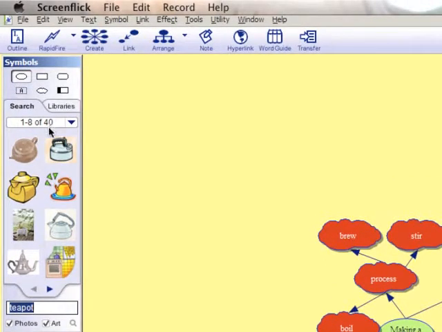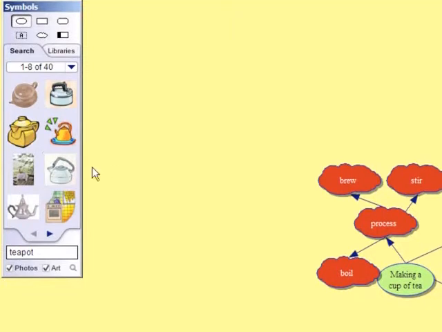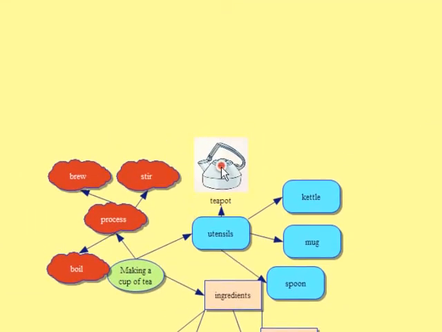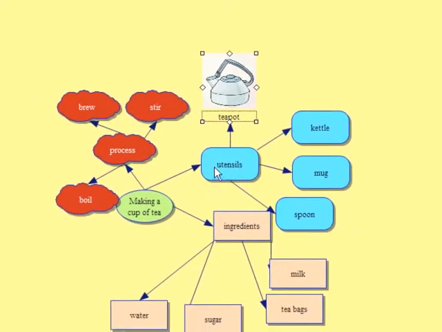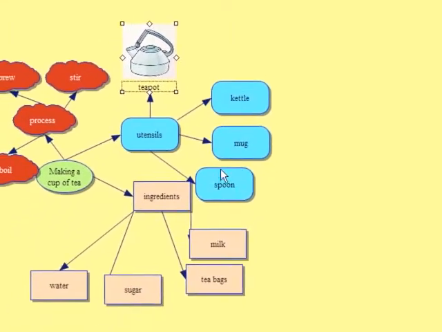Pick one that you're happy with. I'm going to select this one. Notice how it replaces the standard teapot symbol, which was the round shape, with the one which actually is a teapot. Now that's great, but it doesn't look much like my other symbols within the utensils group.